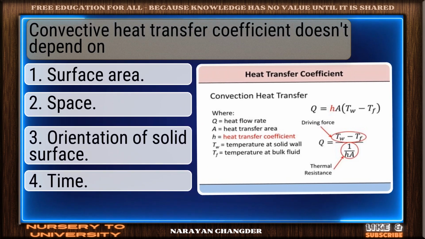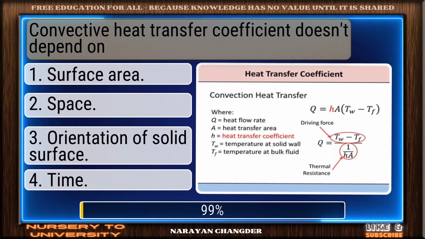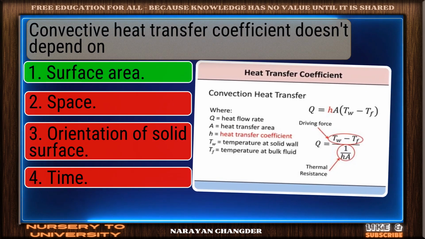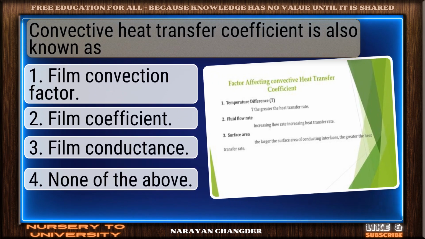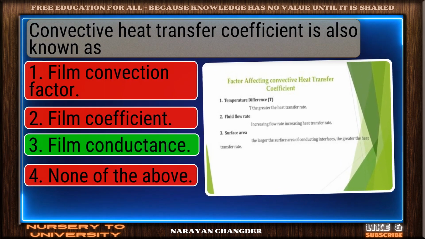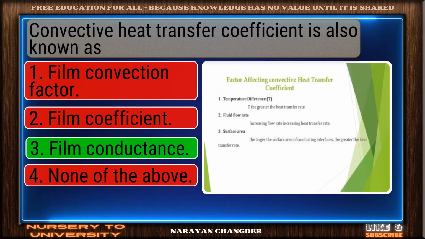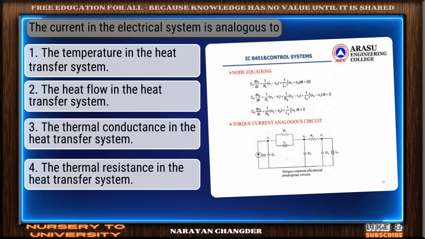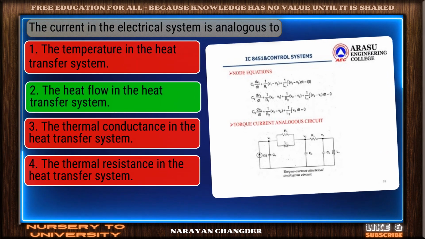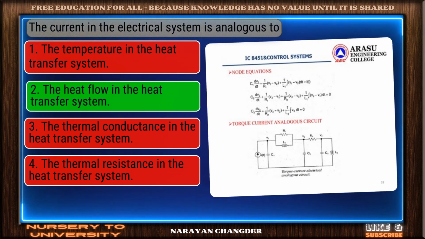Convective heat transfer coefficient doesn't depend on. Correct response. Surface area is the most accurate answer. Convective heat transfer coefficient is also known as. You're right. Film conductance is the correct answer. The current in the electrical system is analogous to. Good job. Your answer, the heat flow in the heat transfer system, works well here.